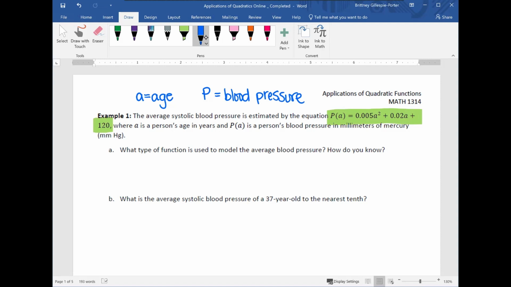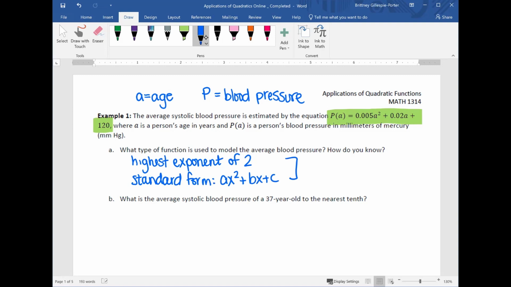How do you know? Well, we have a highest exponent of 2. It's also in standard form of ax squared plus bx plus c, which means that we have a quadratic function. So I worked backwards. Whenever you have the highest exponent or degree 2, or you're in that standard form, you know you have a quadratic.